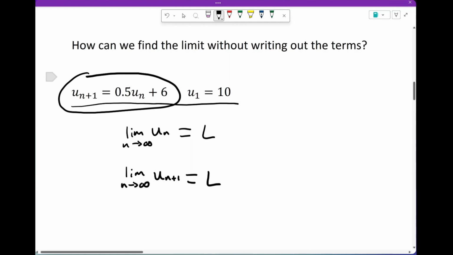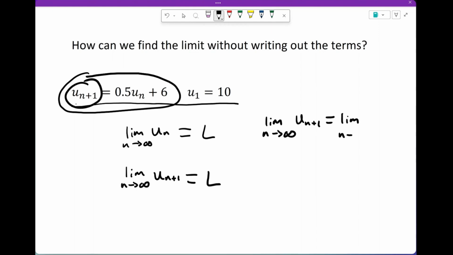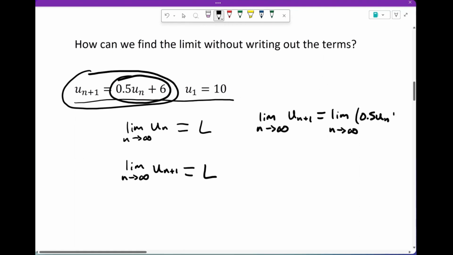What I'm going to do is take the limit of both sides of my recurrence relation, because that's going to be the limit of my sequence. So I'm going to write the limit as n tends to infinity of un plus 1, my left-hand side, and that should be equal to the limit as n tends to infinity of my right-hand side, which is (0.5 un + 6). We put the right-hand side in brackets because it's multiple terms. The idea is, if the left-hand side is equal to the right-hand side, then the limit of the left-hand side should be equal to the limit of the right-hand side.